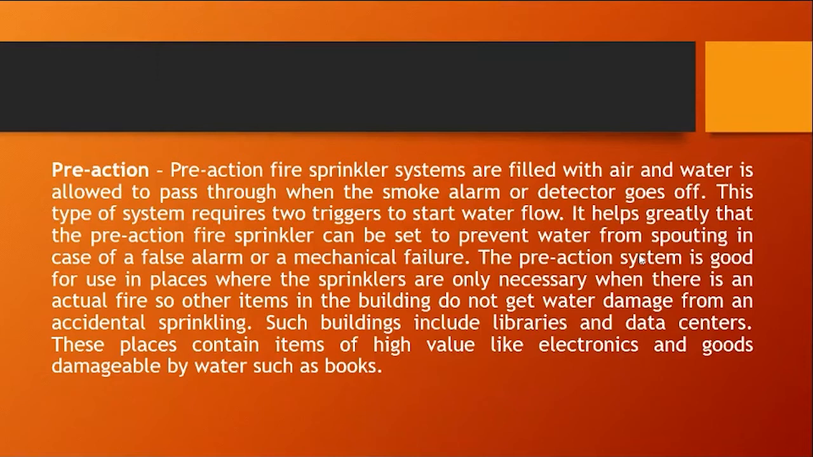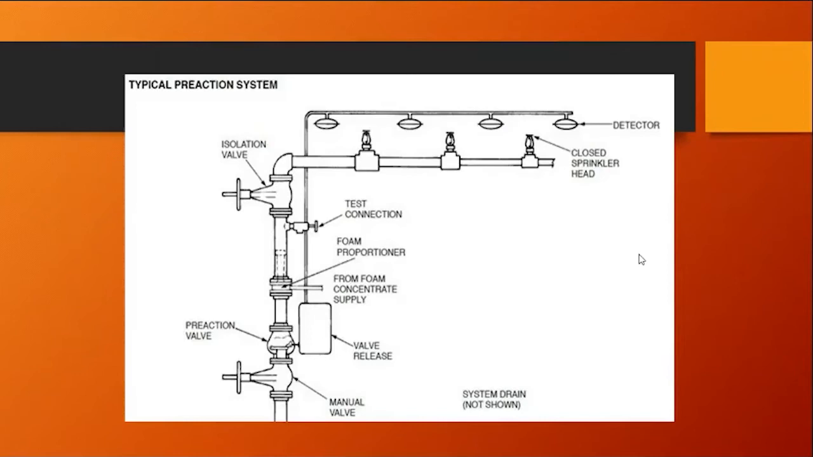The pre-action system is good for places where the sprinklers are only necessary when there is an actual fire, so other items in the building do not get water damage from an accidental sprinkling. Such buildings include libraries and data centers. These places contain items of high value like electronics and goods damageable by water such as books. So, medyo similar lang siya dun sa kanina, sa deluge system.